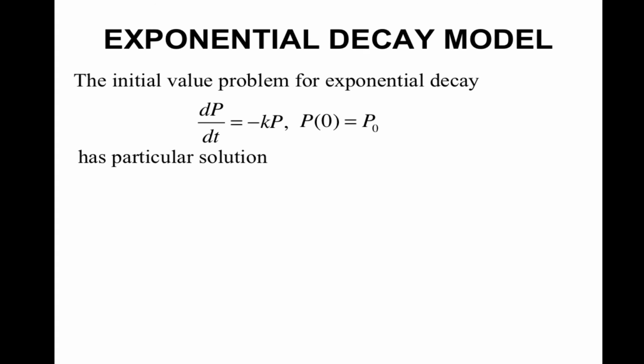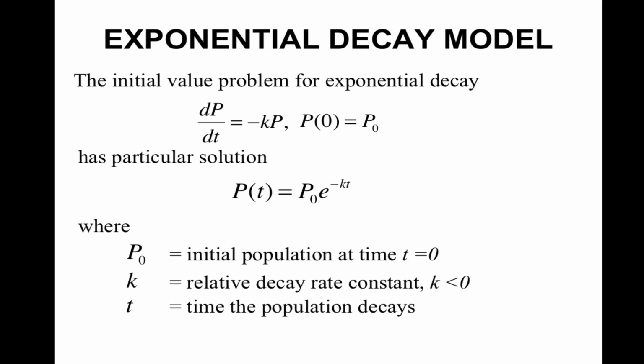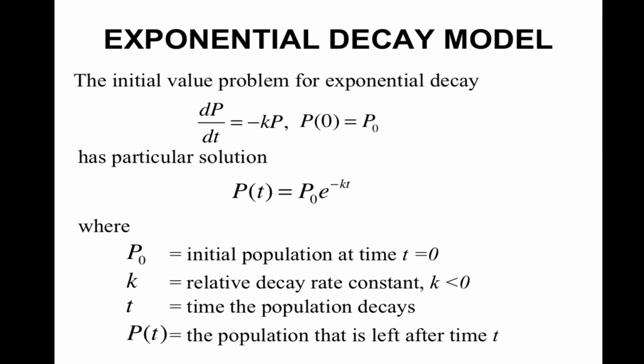So it has a particular solution where we have P of t equals P naught times e to the negative kt, where P naught is the initial population at time t equals 0, k equals the relative decay rate constant, so in this case k is negative, and of course t equals time, and P of t is the population left after time t.